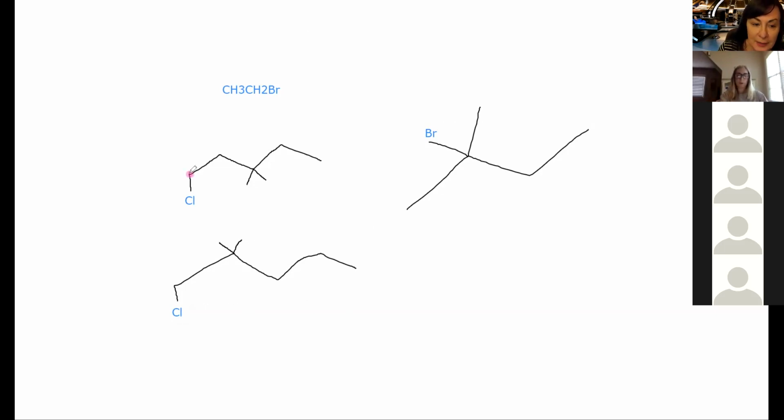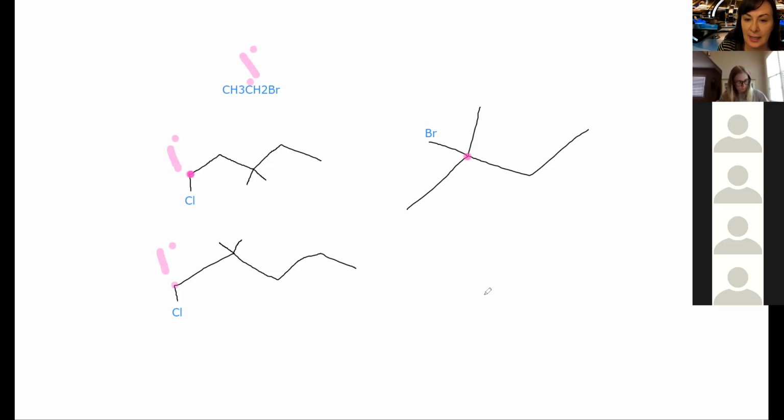Anybody? What kind of carbon is this guy right here? Primary. That is a primary carbon. So we're going to say that carbon is primary. How about the carbon down here? Primary, secondary, or tertiary? Primary. Primary again. Also primary, right? We had said that this carbon right here was also a primary carbon. So it looks like we have a whole bunch of primary carbons.